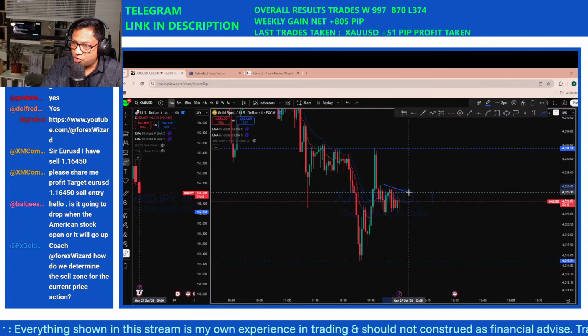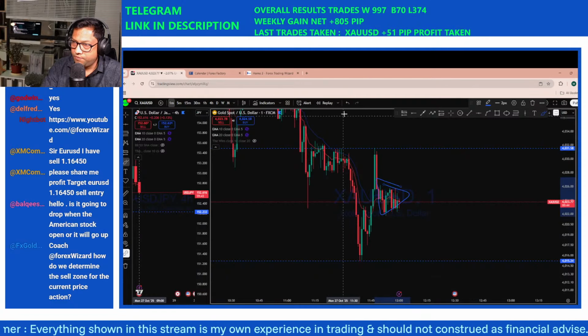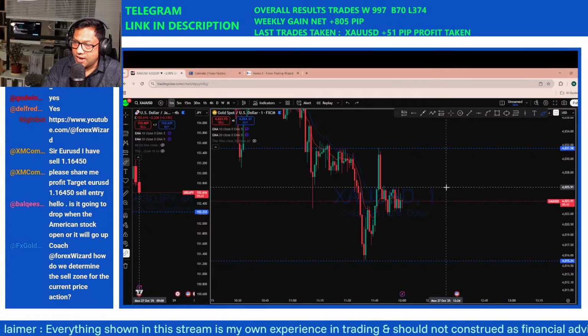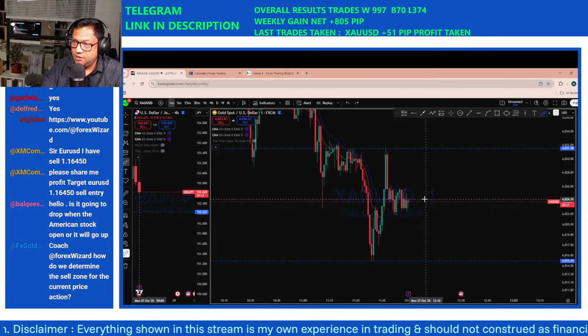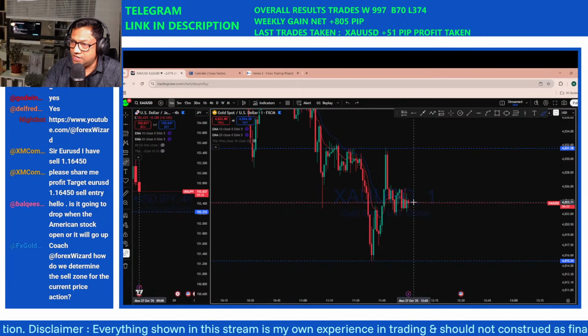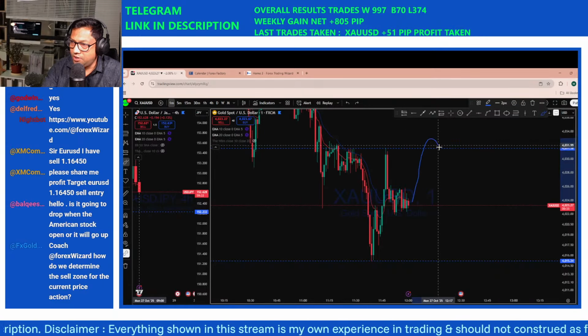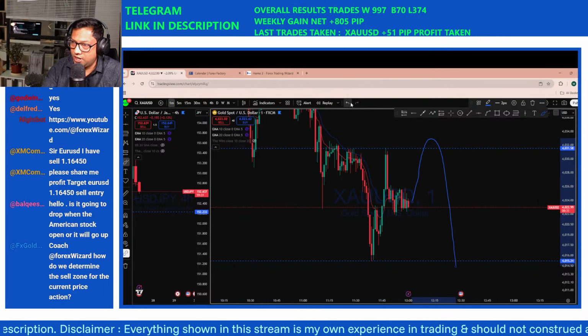This is a triangular pattern if you look at here, and in that triangular pattern you can see the market potentially crossing this high here, grabbing liquidity, and then dropping back down again to this support level.